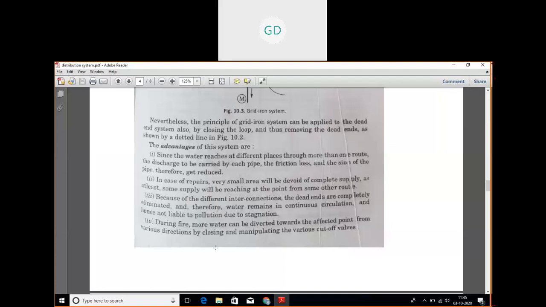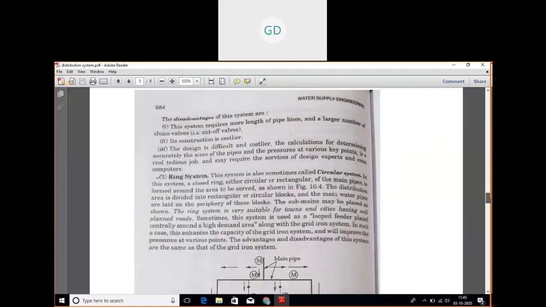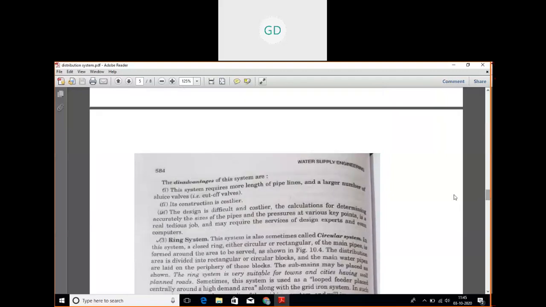Okay, so it is a great advantage during fire emergencies. Okay, then what are the disadvantages? You see, this system requires more length of pipeline and a larger number of sluice valves. Obviously here the length of the pipes is very, very long, and since all are interconnected, that means a large number of sluice valves are required.